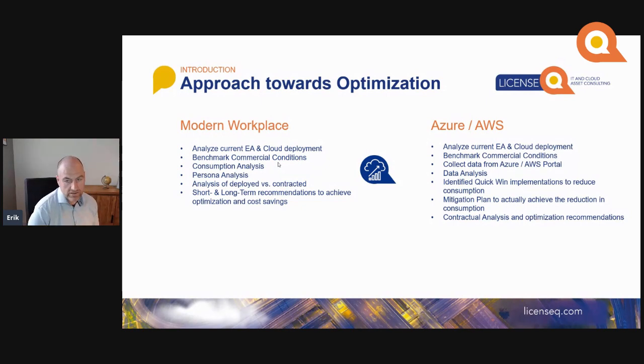We analyzed their cloud spend. We benchmarked their commercial conditions and collected all data. We made an optimization overview, and we also provided them a plan on how to migrate to a better consumption model.